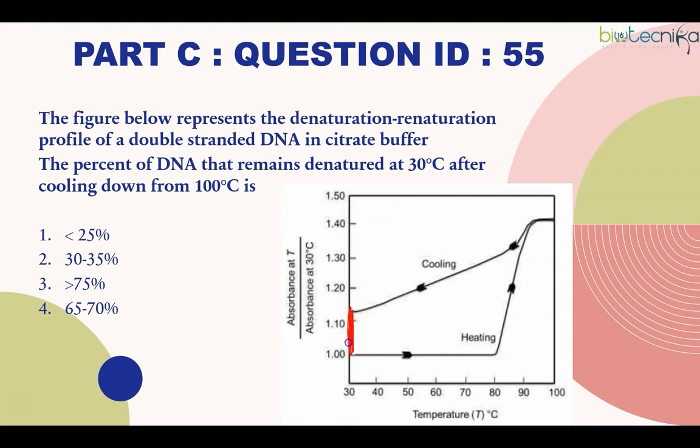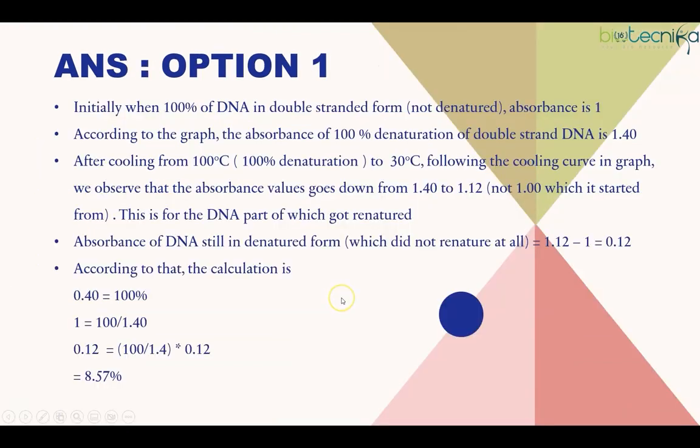So this amount is still in the denatured form, right? If we take a difference of that, we will get how much is the denatured form. So what we'll do is take the absorbance only for that. Initially, when 100% of DNA is in double stranded form, the absorbance is 1. According to the graph, the absorbance of 100% denaturation is 1.40.